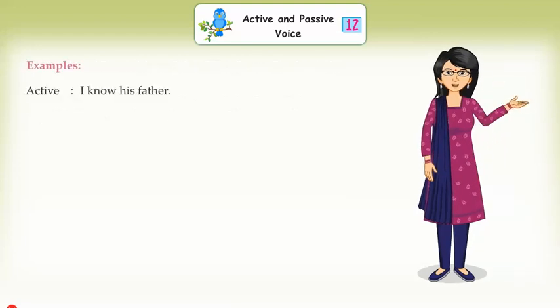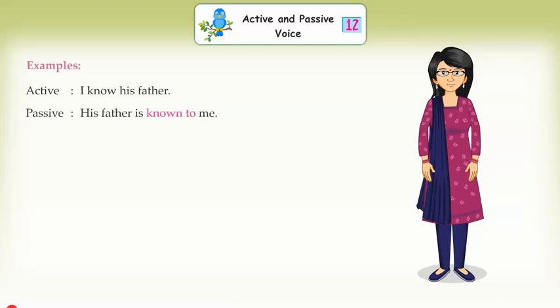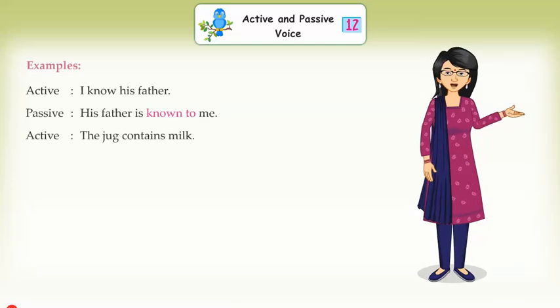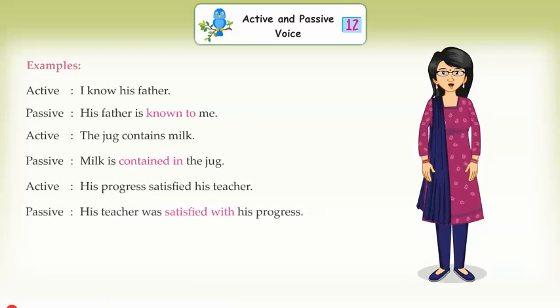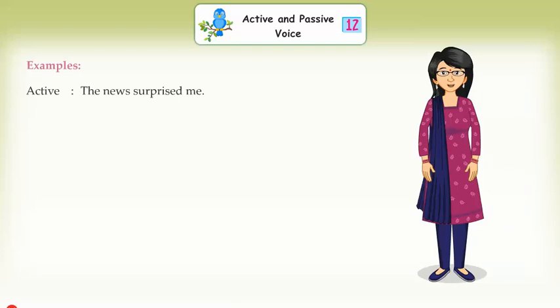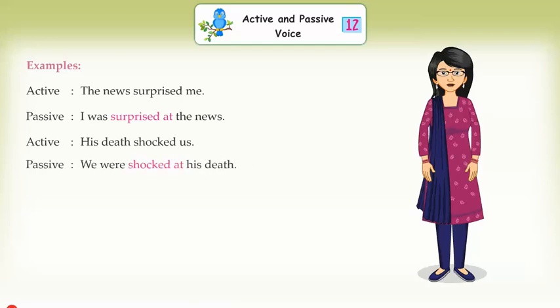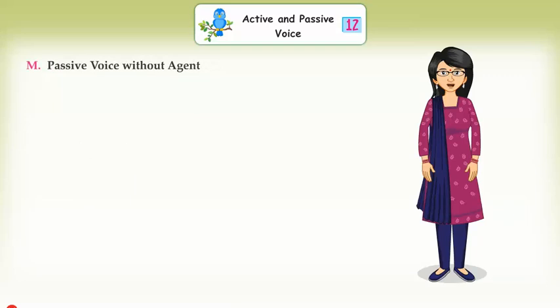Examples: active, I know his father. Passive, his father is known to me. Active, the jug contains milk. Passive, milk is contained in the jug. Active, his progress satisfied his teacher. Passive, his teacher was satisfied with his progress. Active, the news surprised me. Passive, I was surprised at the news. Active, his death shocked us. Passive, we were shocked at his death.